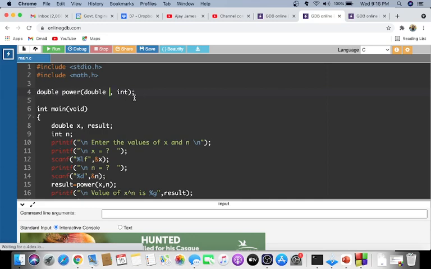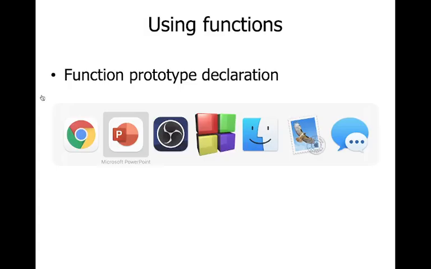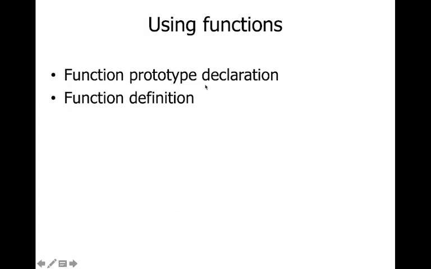This is similar to variable declaration. We are declaring that there is a function called power and its parameters. We will learn about parameters later. So its parameters are double and int. It has two parameters, double and int, and the return type is double. Okay. So that is a function prototype declaration.